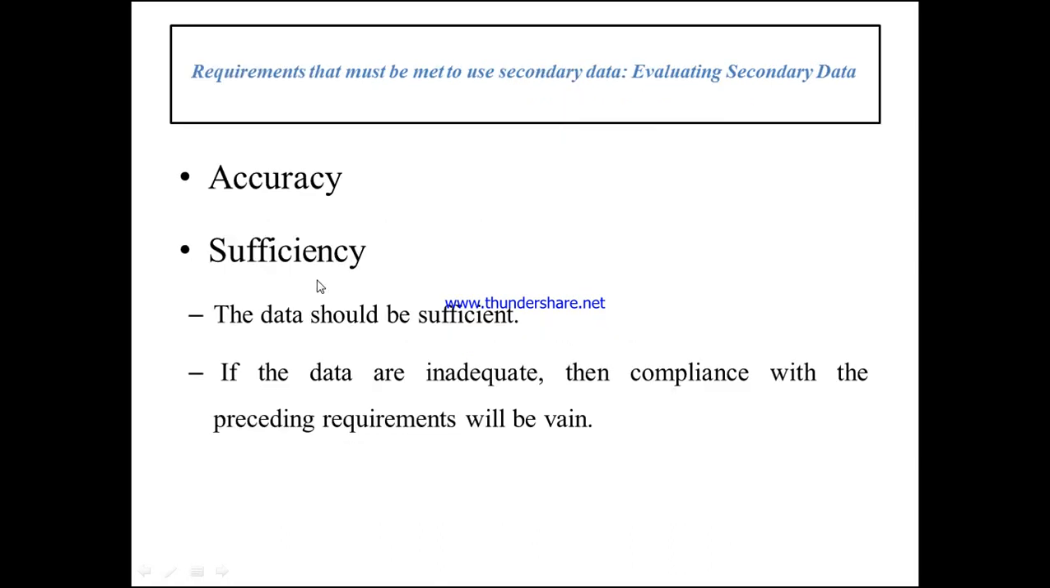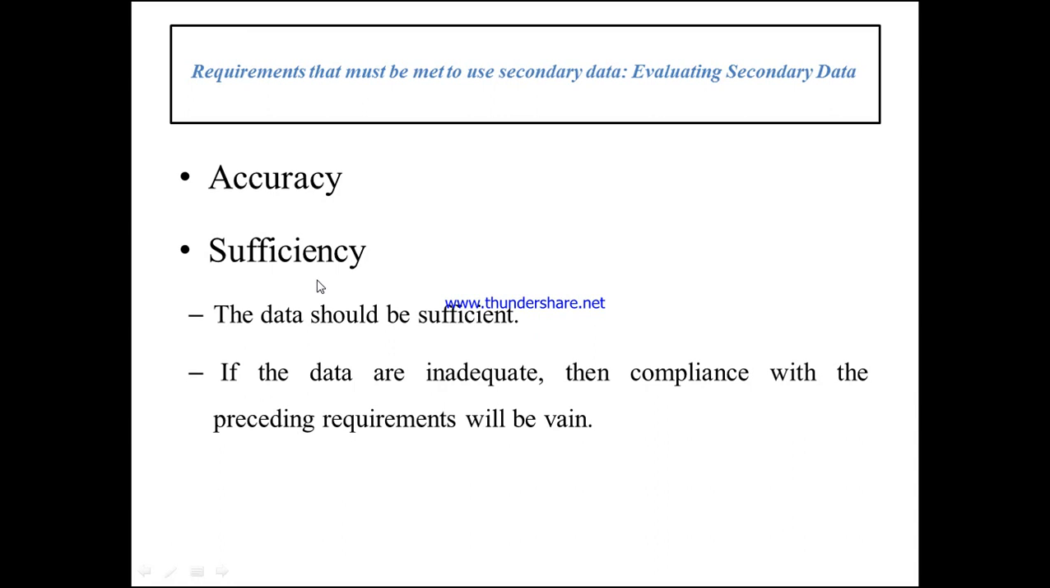So the other requirement is about the accuracy. The secondary data should be accurate. So how do we know whether the secondary data is accurate or not? We need to check it arithmetically.